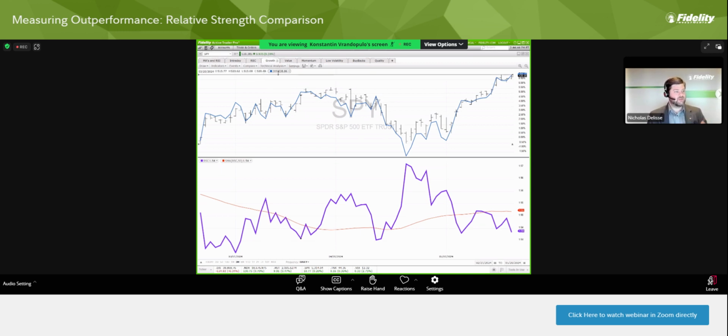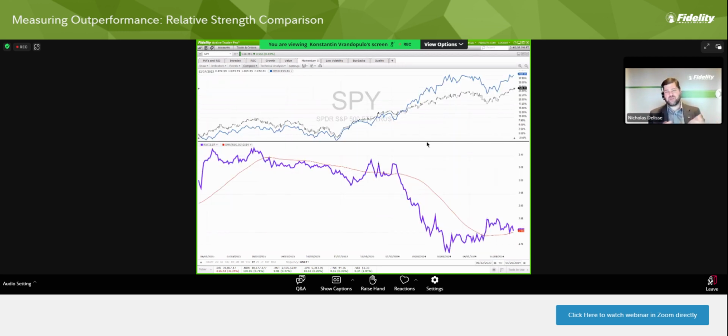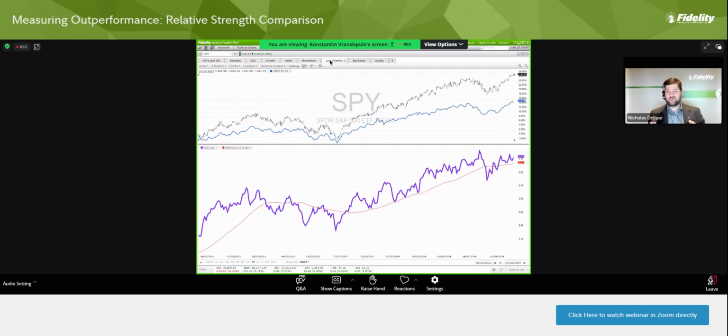And so with the previous one that Constantine was looking at, you could really see where the actual security we're looking at with candles was starting to go higher than the other one, and you could also see that in relative strength. Relative strength was then swinging higher as well. And naturally, with dividing one by the other, sometimes you don't need to have one go up. You can just have the other one go down.